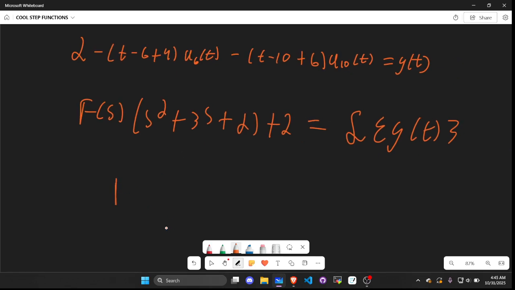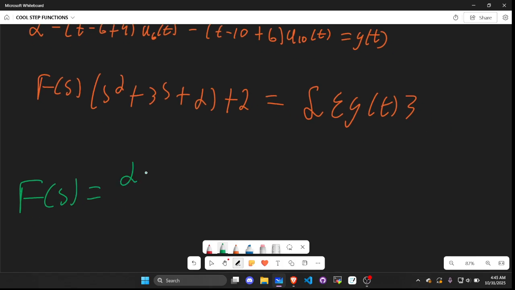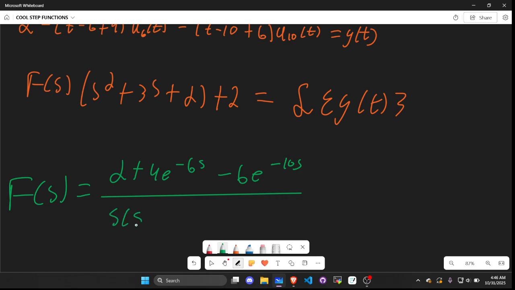If you want to isolate f of s here, what do you do? Well, you just divide this thing by that. So that's exactly what we're doing. So f of s equals 2 plus 4e to the negative 6s minus 6e to the negative 10s over s times s plus 1 times s plus 2.